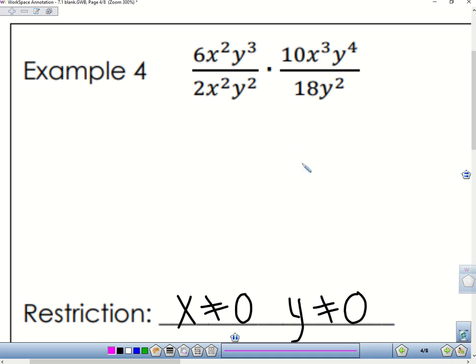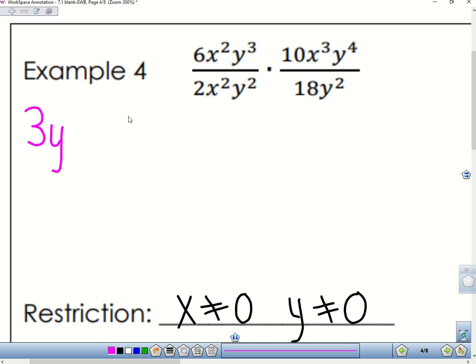To solve this, we have a few different options, and I'm going to show you the first option first. The first option is to simplify each of these fractions separately, then multiply. So let's do that method first. We'll do this one in pink. What's 6 divided by 2? 3. What's x squared divided by x squared? 1. So it just goes away. Then, remember how to divide different powers? 3 minus 2 is 1. So it's just y to the first power.